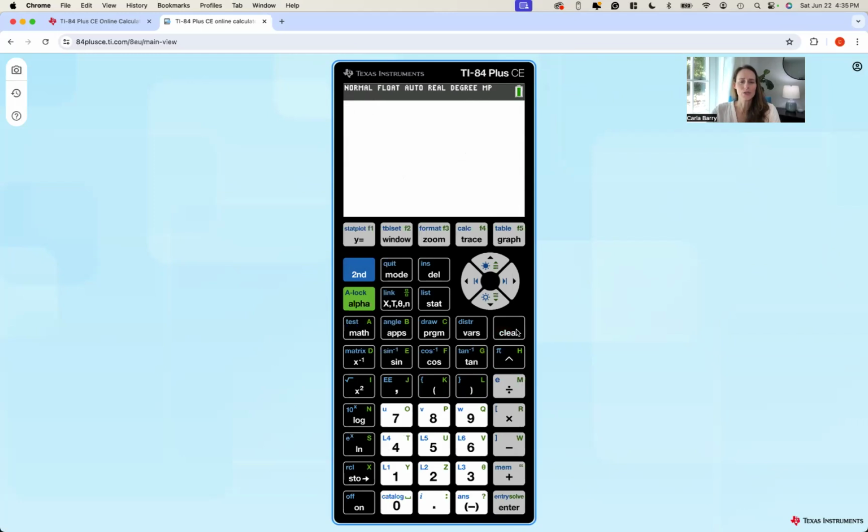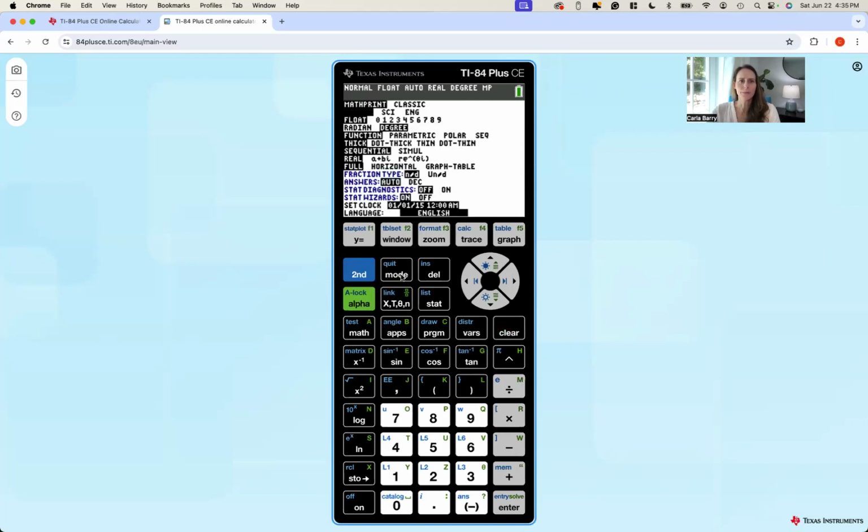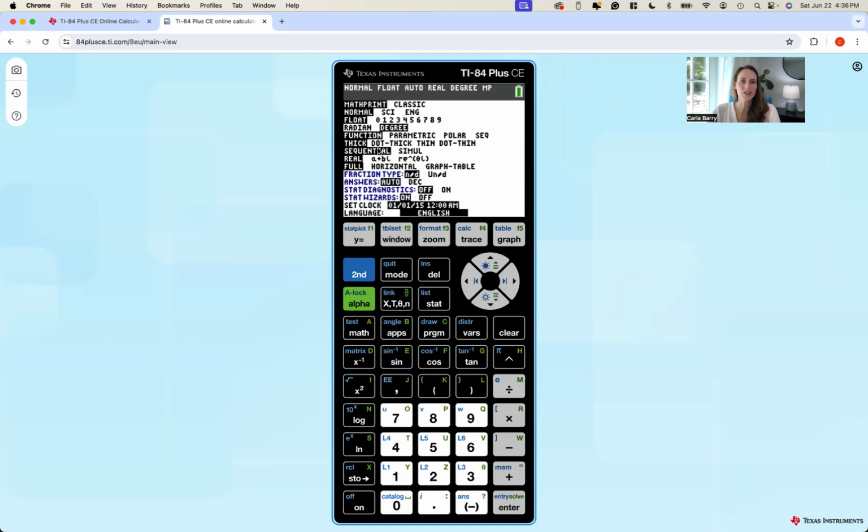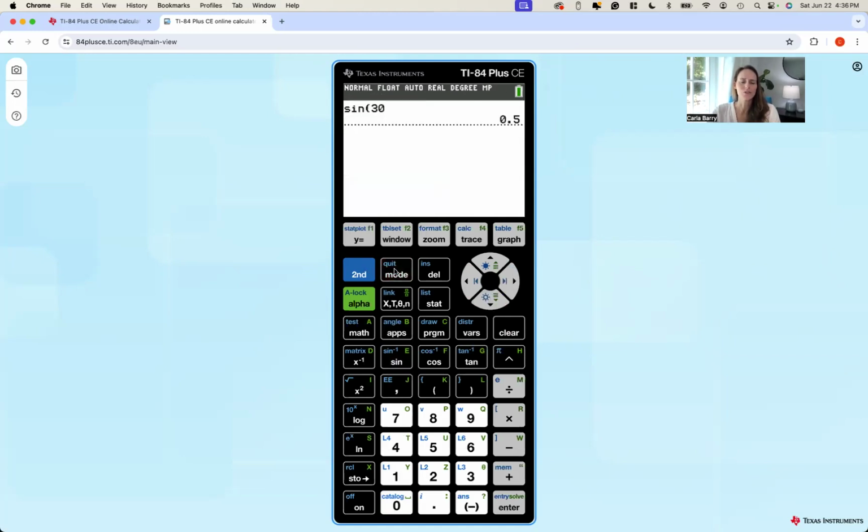Another thing I want to show you is if I press my mode button, I can switch between radians and degrees. So let's say a question on the SAT asks me, what is sine of 30 degrees? I will want to make sure that my calculator has degrees highlighted there for that question.